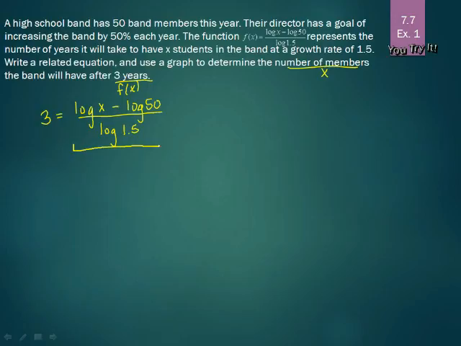So we can just plug in our right side here to y1 or y2, it doesn't matter. And then we can plug in 3 to the other one. So we'll plug that into y2. And then we'll find the intersection. So let's go ahead and get out our calculator.